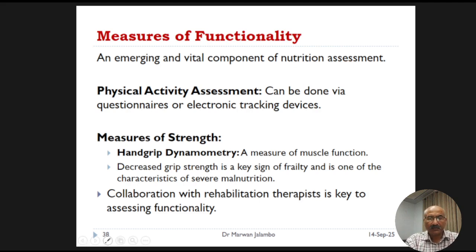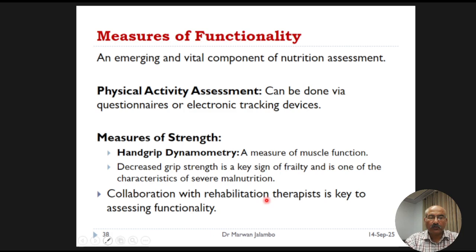It's a quick, non-invasive test, and we know that decreased grip strength is a significant sign of frailty and is one of the defining characteristics of severe malnutrition according to the ASPEN criteria. Working collaboratively with physical and occupational therapists can provide even deeper insight into patients' functional capacity.